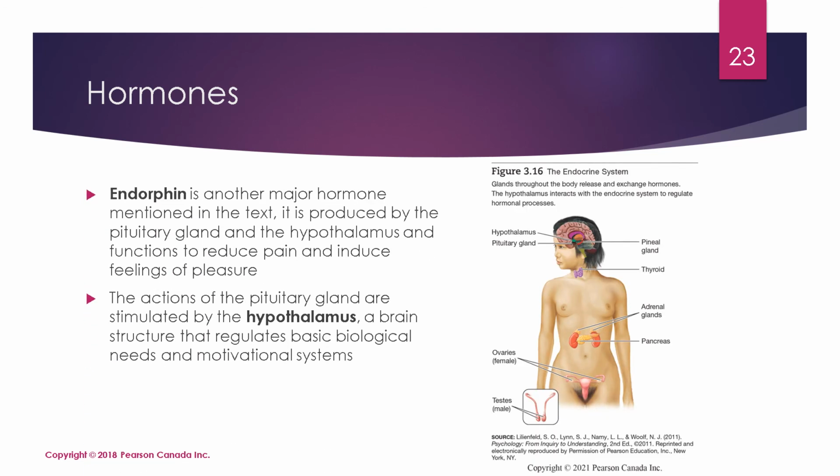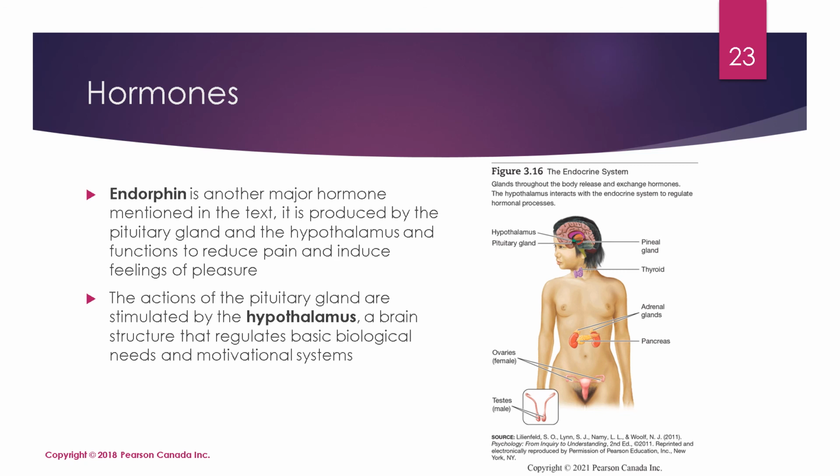Endorphin is another major hormone that's mentioned in the text. It's produced by the pituitary gland, which I mentioned earlier, and the hypothalamus, which is another little area in your brain that's part of the endocrine system. It functions to reduce pain and induce feelings of pleasure. Have you ever heard of an endorphin rush? Feeling really great. Some people say they get what they call a runner's high if they're exercising a lot, and all of a sudden they get really into it and start to feel really good, and that's caused by the release of endorphins within the brain.